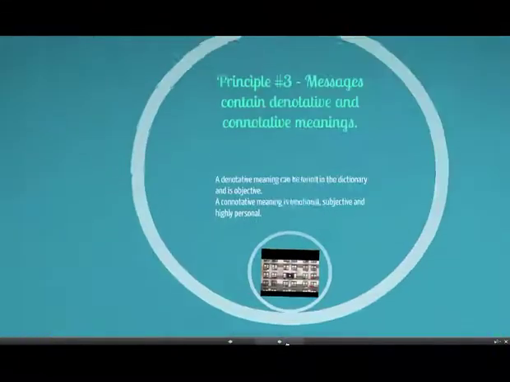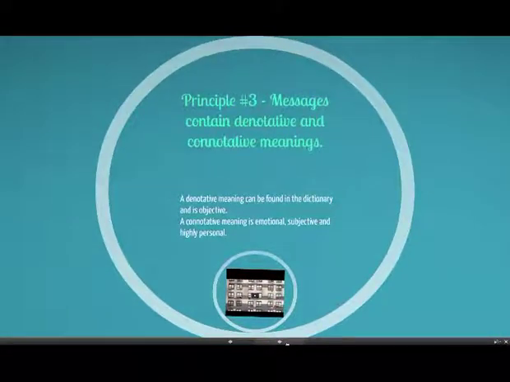Next is meanings are denotative and connotative. The denotative meaning of the word is going to be the actual dictionary definition. So if I look up the word death, it means that somebody has stopped functioning. But when your mother or father died, it wasn't just that their heart stopped beating and that their brain activity ceased to function and there was no breath in their lungs anymore. It meant so much more than that.